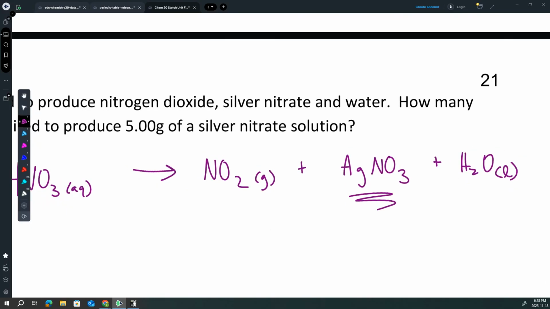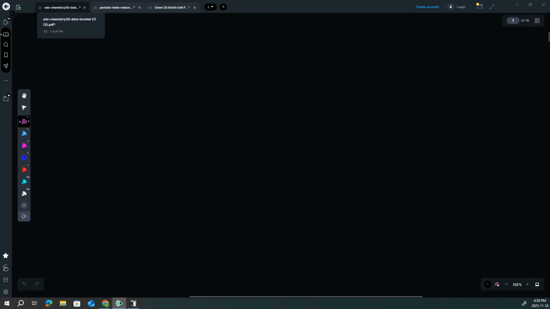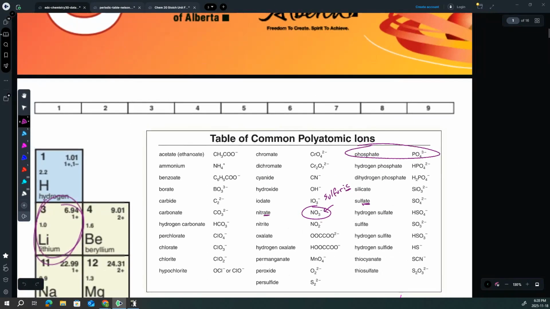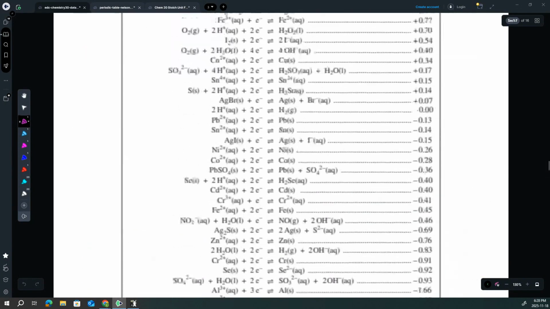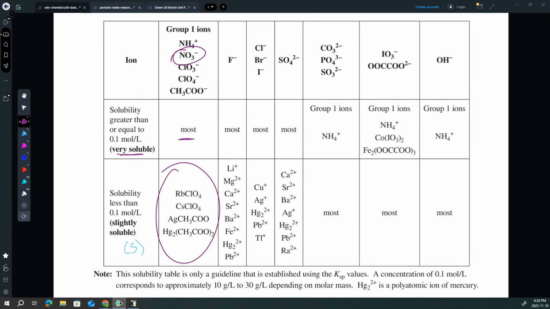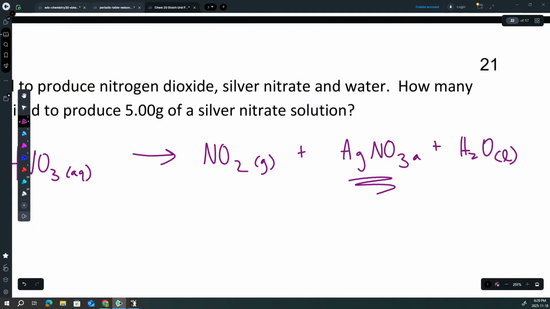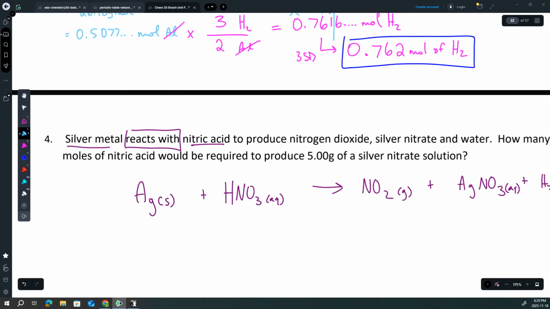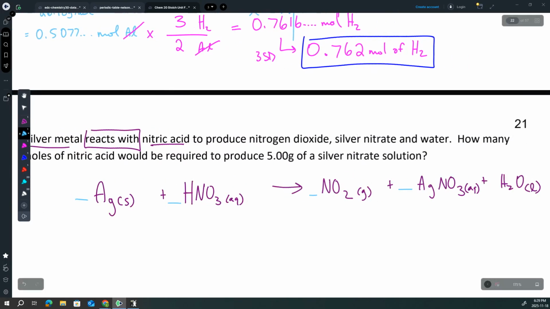All right, because water is present in this reaction, we do got to double check what the solubility is on this. Okay, so if we go to our solubility table, too far. So nitrate, that is right there. Okay, most things are soluble, but we got to make sure, is silver nitrate here? No, so it is very soluble. So it is aqueous. Okay, let's balance.